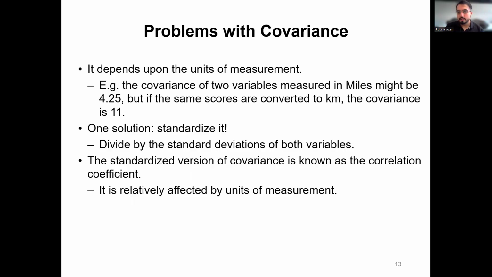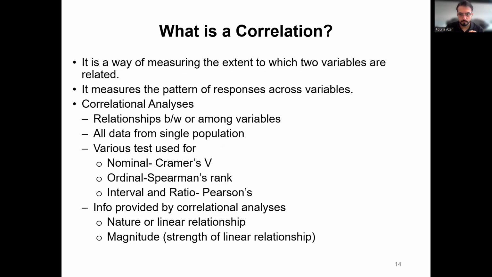By standardizing covariance, we have the correlation coefficient, which in this case, since we have two continuous variables, will be Pearson's correlation coefficient. So what is a correlation? When we say correlation or relationship or association, it is a way of measuring the extent to which two variables are related. It also measures the pattern of responses across variables.